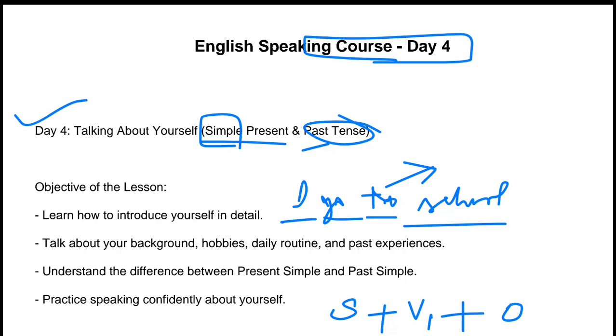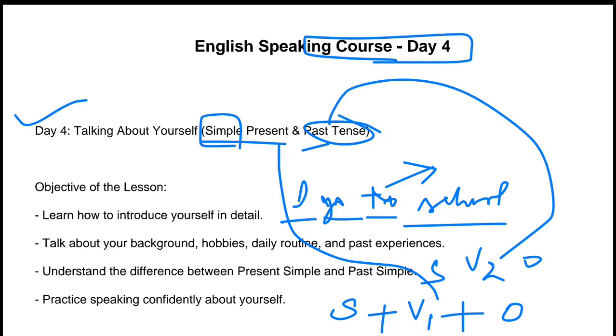So if you want to differentiate this sentence from present to past, if you want to convert it, you will say subject plus verb's first form plus object. Now it is the present. Now how to make it past? Simply add not the verb's first form but the verb's second form. Subject, verb second form, object. And this became your past tense.